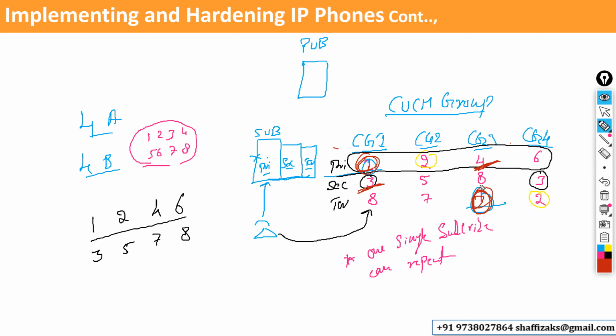Group 1 primary is down. Group 4 primary is down. Then the phone has to be registered in 3 here also, 3 here also. This is an example I have taken. You have to design the network. What will the design engineer be doing there?